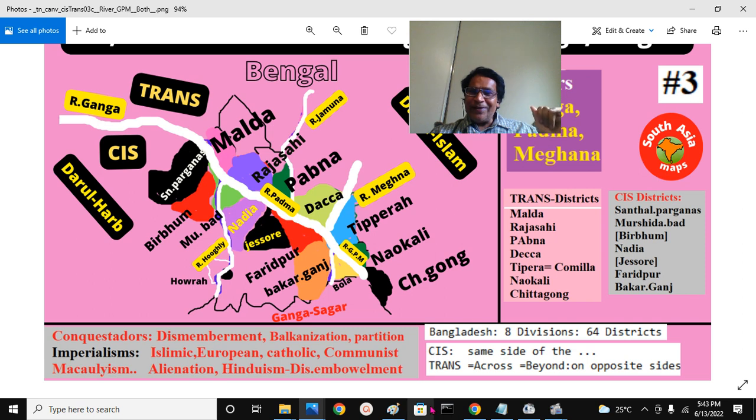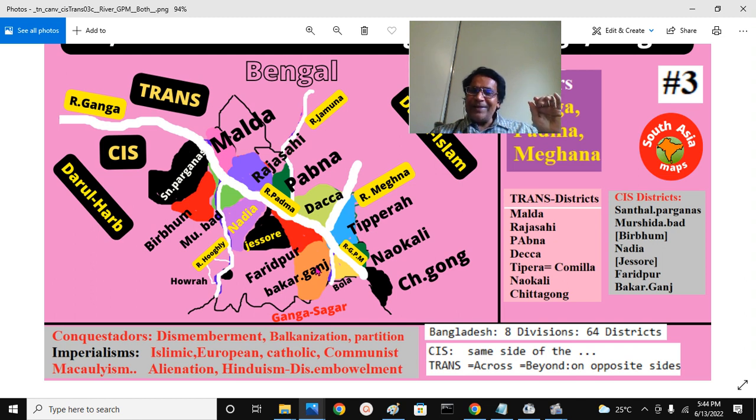Portuguese previously tried to uproot them from Chittagong, that is Catholic imperialism, Christian imperialism. They failed, whereas British imperialism succeeded. The British didn't rule India like Christian imperialists. They ruled like European imperialists. That is the difference. So Santal Parganas, Birbhum, Murshidabad continue, Nadia district and Jeshore district, then Faridpur district, Bakkarganj district.